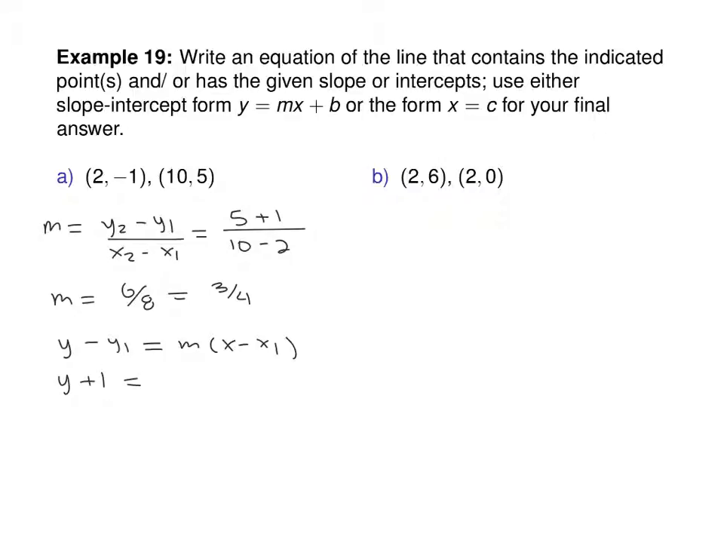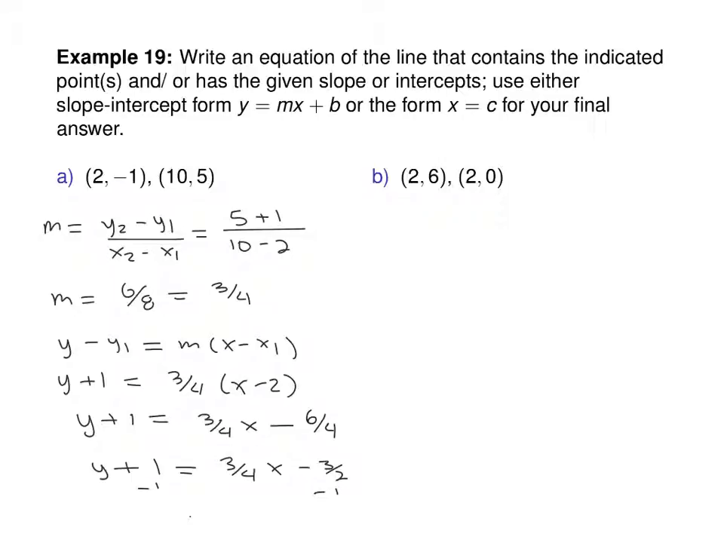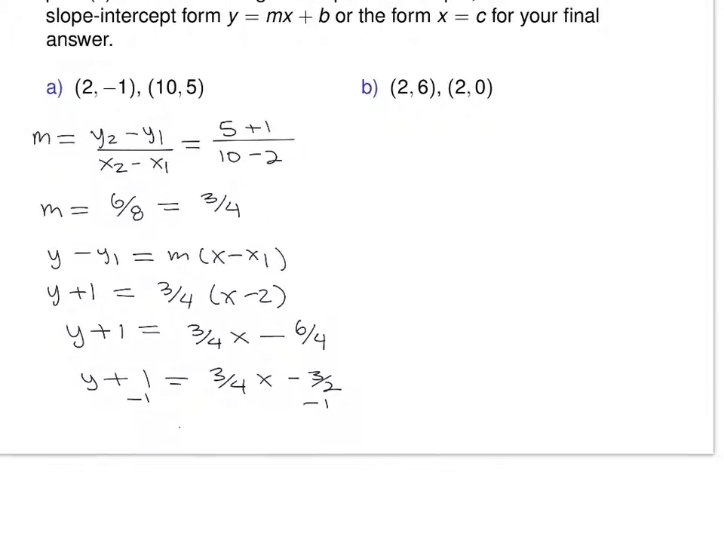y plus 1 equals 3/4 times x minus 2. So y plus 1 is 3/4 x minus 6/4, right? Which is the same thing as 3/2, right? So y plus 1 equals 3/4 x minus 3/2. What happens when you take away that 1? What is negative 3/2 minus 1? Say that again? Minus 5/2, yep.